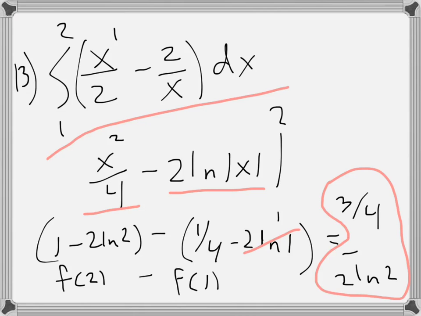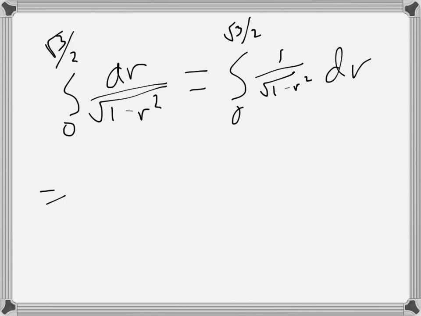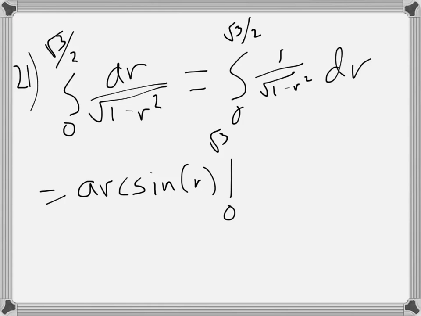Alright, the next one I am going to do is 21. In general, we can't really do fractions, but in specific cases we can. So this is dr over square root of 1 minus r squared from 0 to square root of 3 over 2. The way to recognize this is to think about 1 over square root of 1 minus r squared. Now you should recognize it as the derivative of arc sine r, and I'm going to plug in square root of 3 over 2 and then subtract plugging in 0.